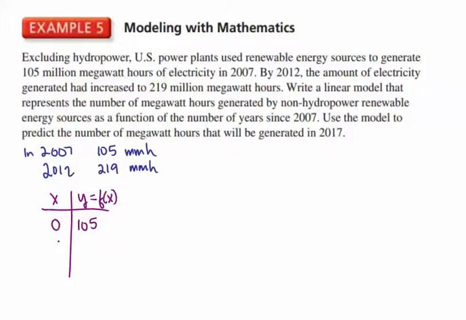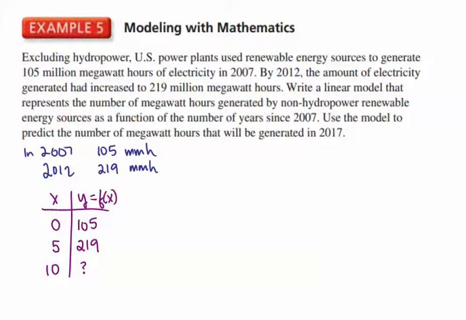2012 is 5 years from 2007, and 219 million megawatt hours there. Now later on we're going to actually use this for 2017, so that would be 10 years, and we want to calculate what that value would be.